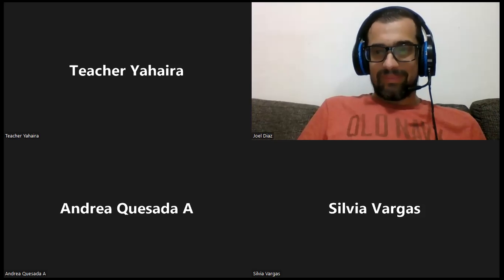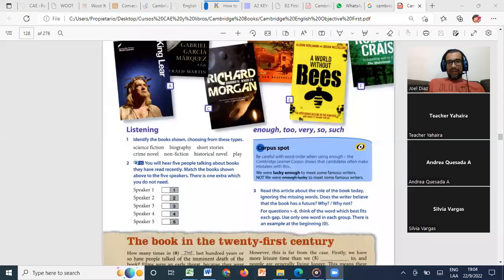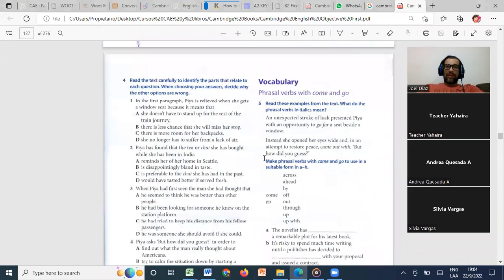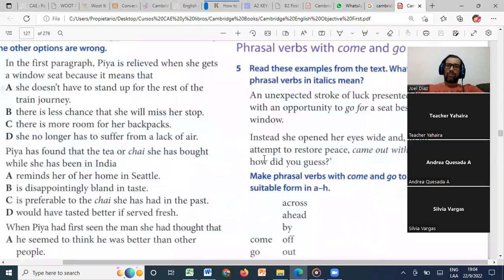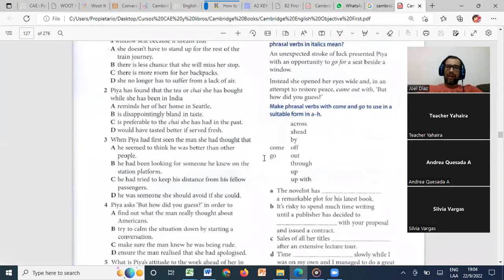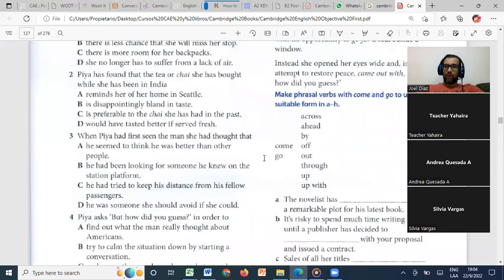Okay, so let's start then with the class today. And I want to start today with phrasal verbs, maybe some phrasal verbs that you know how important they are for this test, to do the test of course, but also it's going to help us to really understand more the meaning of these phrasal verbs. So we have here, for example, a list of phrasal verbs with come and go.